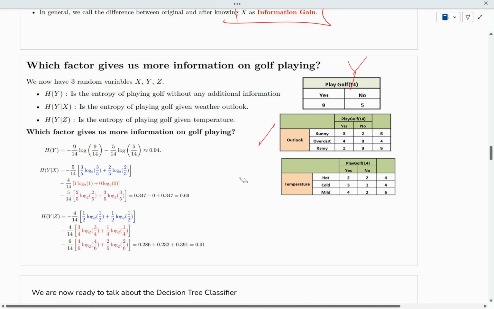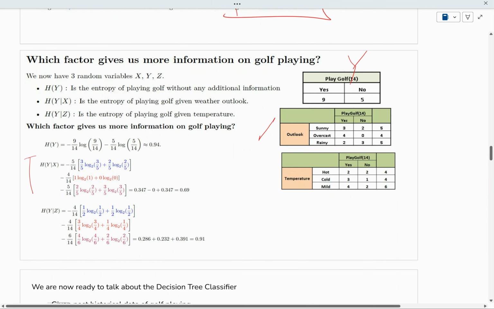So let's calculate the conditional entropy. I want to pause here. I believe we did this already. We calculate the conditional entropy, and then we calculate the conditional entropy for this. Notice which one gives us more information. Well, it looks to me that this minus this is a bigger number compared to the difference between these two. So therefore, it's saying that outlook gives you more information about the final result, which is playing golf.